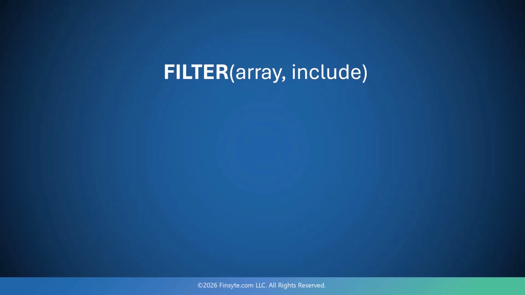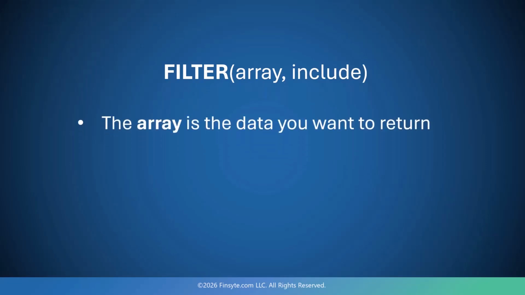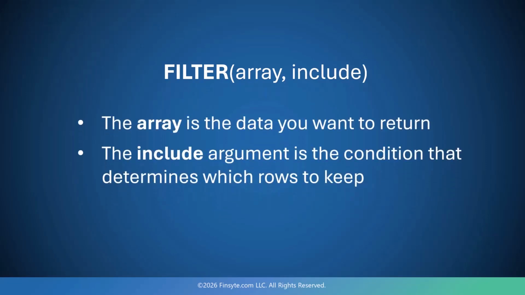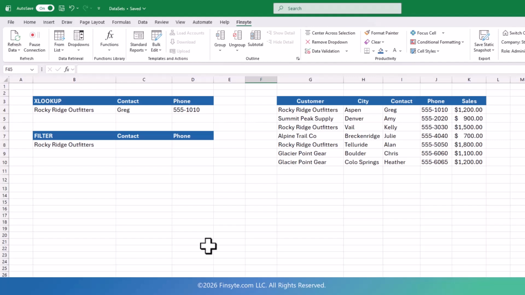Here's the basic structure. The array is the data you want to return. The include argument is the condition that determines which rows to keep. So let's start with a common scenario. I have a list of customers and I want to return contact information based on a selected customer name. Up here, I've entered Rocky Ridge Outfitters as my lookup value.